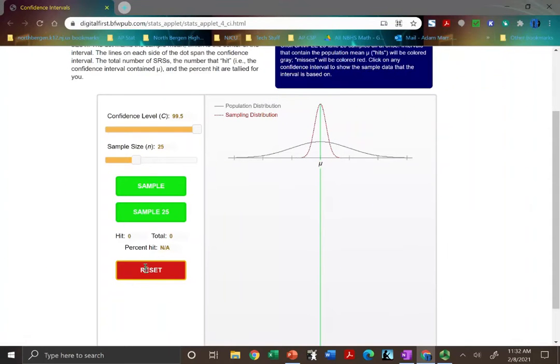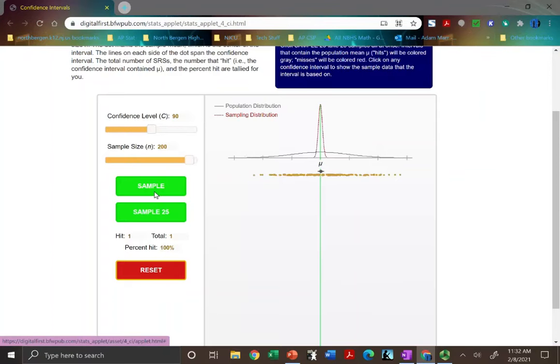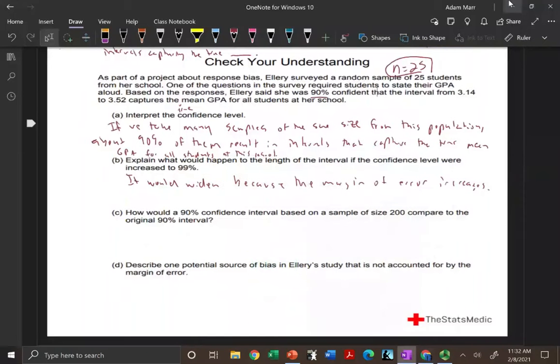So right here, if we have a 90% confidence interval, here's originally 25. Now we're going to increase this all the way up to 200. Let's see the difference. Much smaller. So we're going to say it would be more narrow because an increase in the sample size decreases the margin of error.